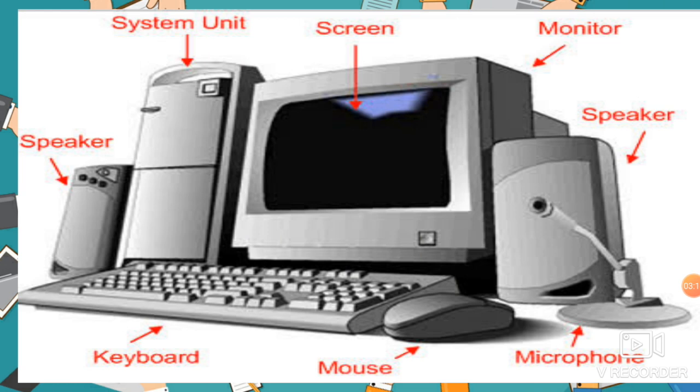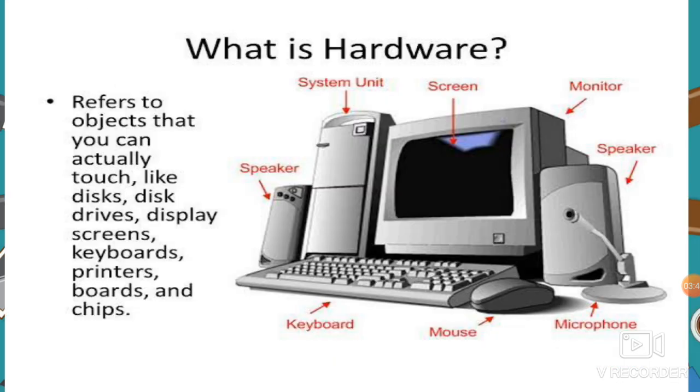Now, when we talk about the picture of computer, then we broadly see all these parts like the screen, the system unit, the speaker, the keyboard, the mouse, the microphone, the monitor, and all these are hardware components because we can easily see, feel and touch these parts of the computer. Now again, if we revise what hardware is, it refers to objects that we can actually touch, like disk drives, display screens, keyboards, printers, boards and chips.